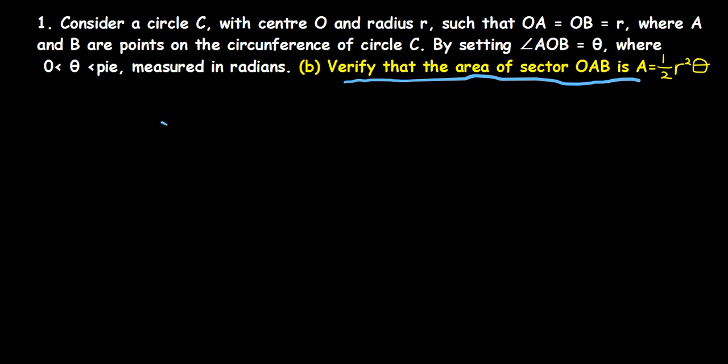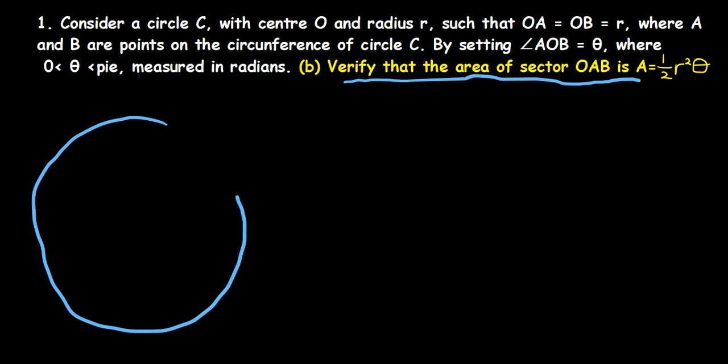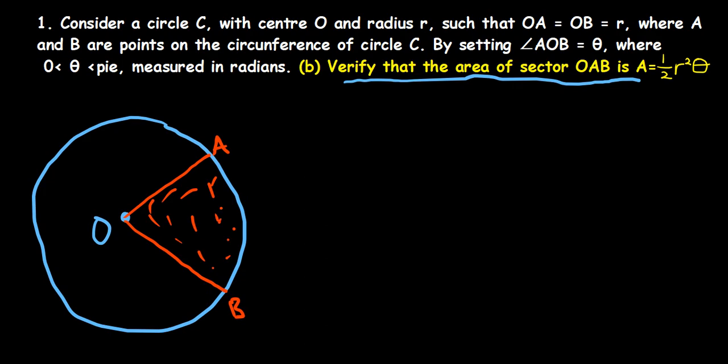So let's come up with a circle here. If this is our circle C, then let this be our center O, and from this center O we go to the edges of this circle. Let's say there we have A, and then at the edge of the circle we have B. This part here is called the sector. We want to prove that its area formula is just half r squared theta.